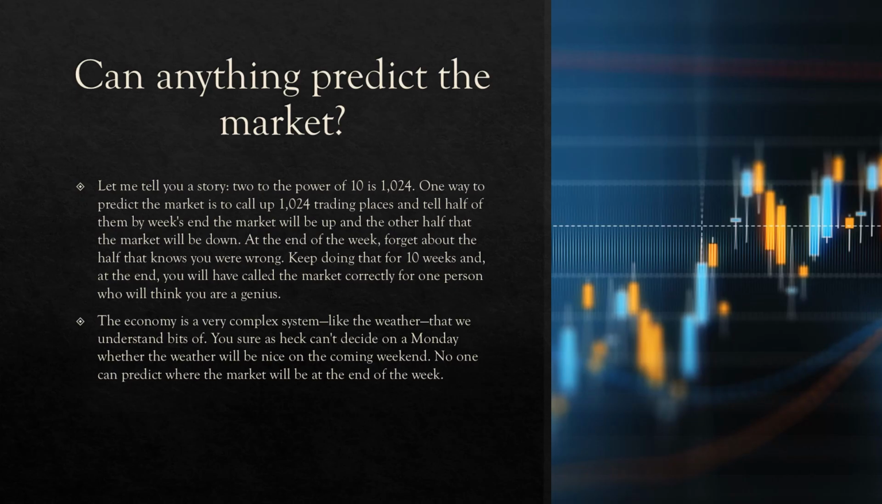So let me tell you a story. 2 to the power of 10 is 1024. One way to predict the market is to call up 1024 trading places and tell half of them that by week's end the market will be up and the other half that the market will be down. At the end of the week, forget about the half that you were wrong with. Keep doing this for 10 weeks, and in the end you will have called the market correctly for one person who will think you're a genius.